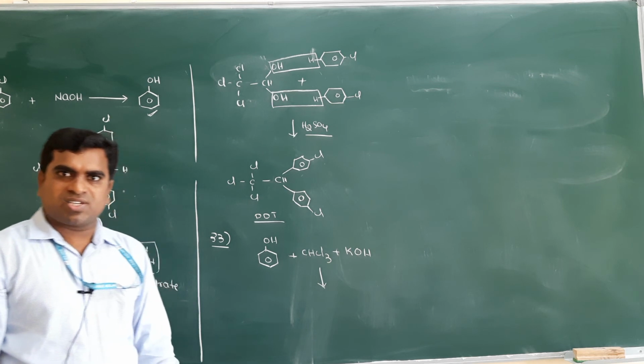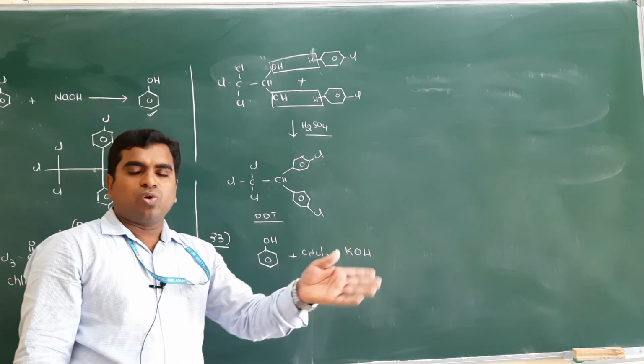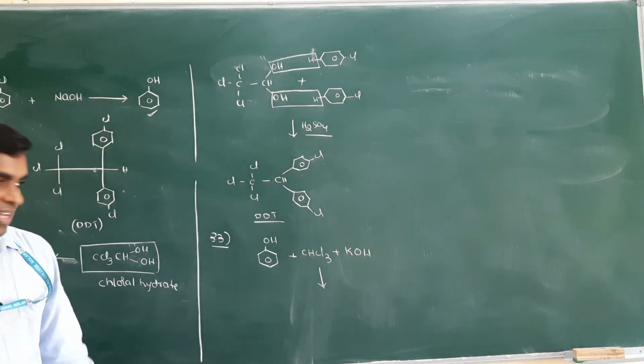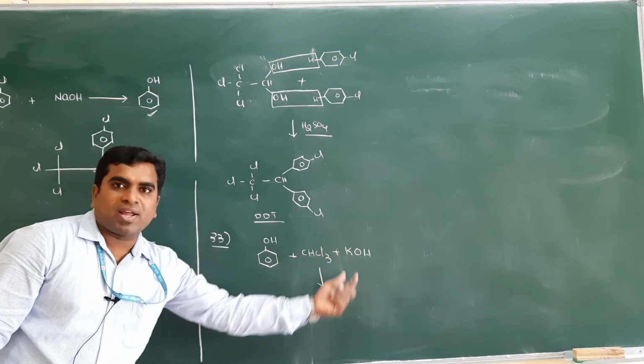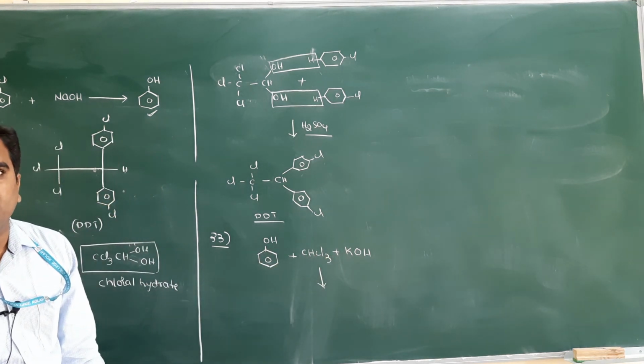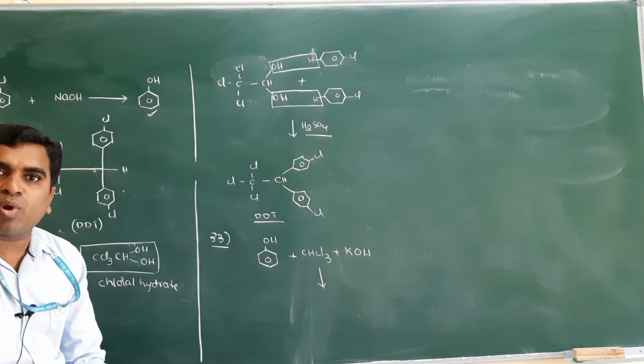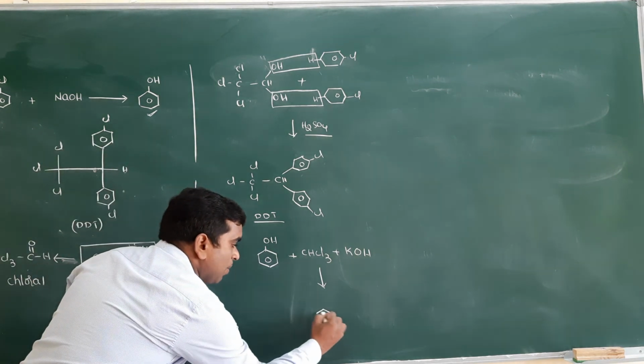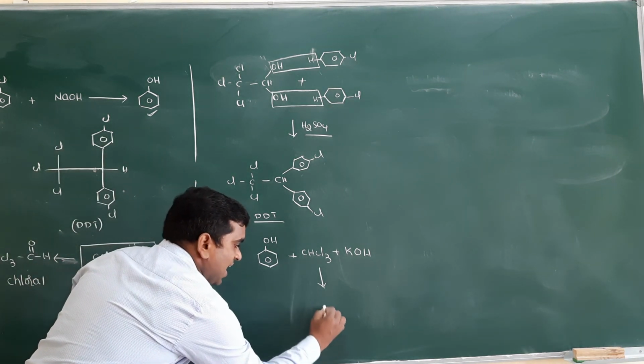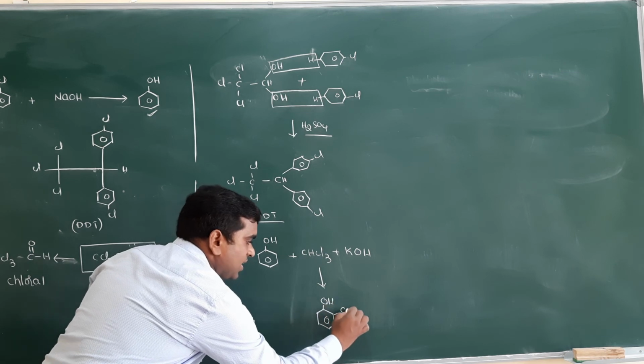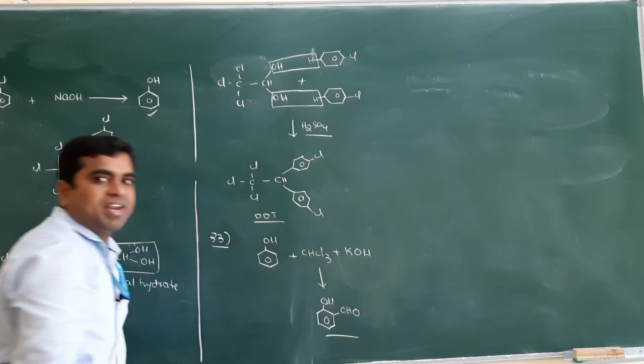This is a named reaction, right? We have already discussed it in the alcohols, phenols and ethers chapter. Phenol reacted with chloroform and KOH is the Reimer-Tiemann reaction. What is the product in the Reimer-Tiemann reaction? The product is salicylaldehyde, with OH and CHO. We have already discussed this.